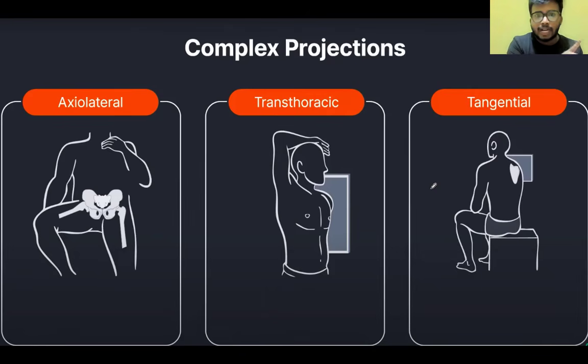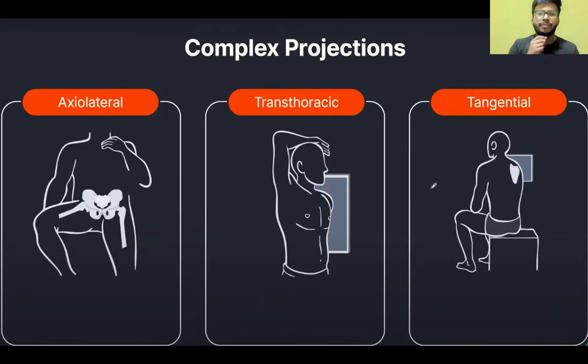Transthoracic. So axiolateral is clear, right? Lateral enters through the lateral surface and exits through the opposite lateral. Axial, angulated projection. So axiolateral means an angulated central ray enters through the lateral surface and exits through the opposite lateral surface. Clear? Yes. Next one is transthoracic, a simple projection. We cannot call it a routine or complex projection. It's very simple. Transthoracic is nothing but the central ray passing through the thorax. That's it. Central ray passes through the thorax is called transthoracic.